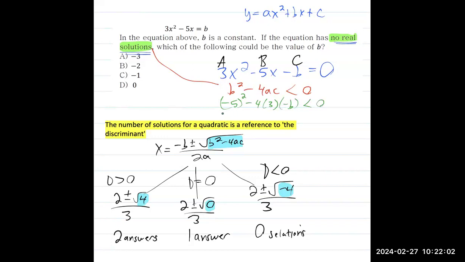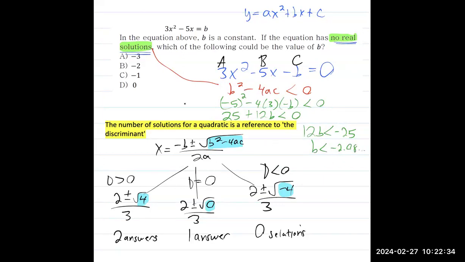Now we're simplifying. -5 squared is 25. -4 times 3 is -12, times -b comes back positive, and it's positive 12b less than 0. So right now we have 25 plus 12b less than 0. If we take away 25 from both sides, we'll have 12b less than -25. And when we divide by 12, we'll have b is less than -2.08 and some more decimals there, but it doesn't matter.